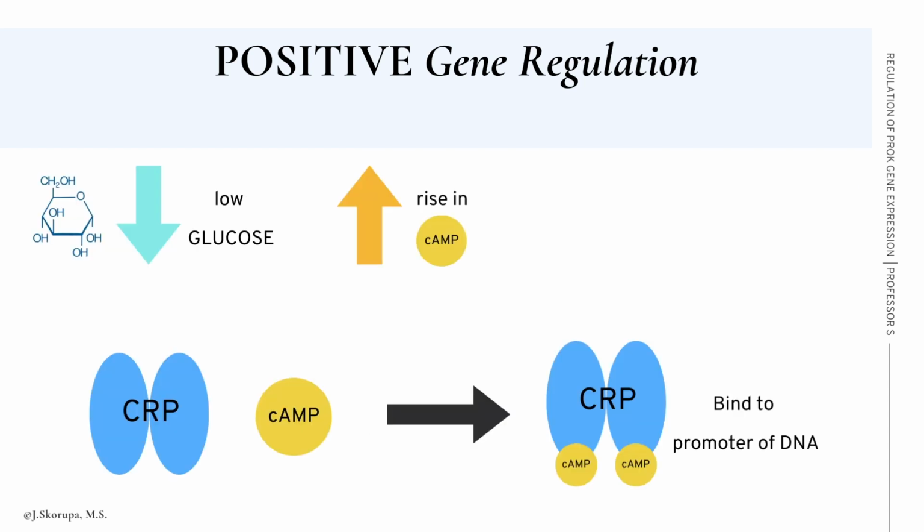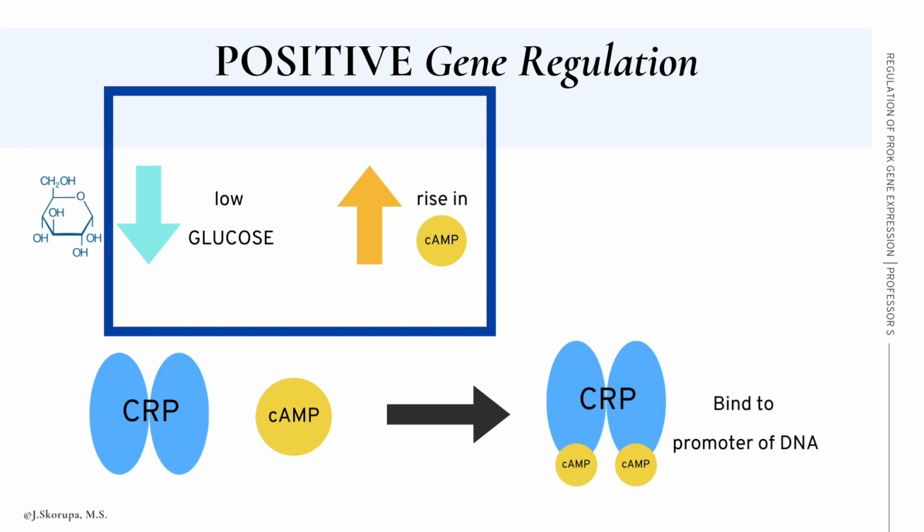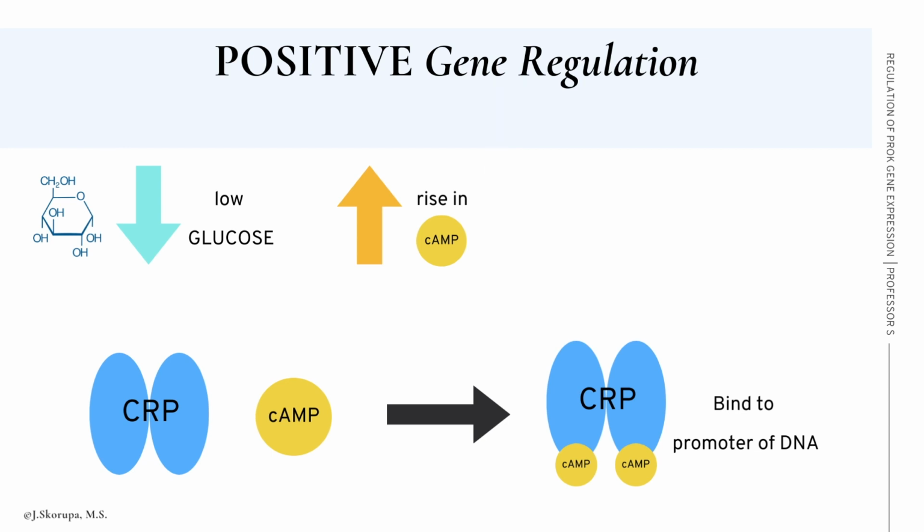First, where does cAMP come into this? When glucose levels drop, there's a rise in cyclic AMP and it accumulates in the cell. And this is because cAMP is involved in glucose metabolism. And because there's no glucose, it doesn't get used up in that pathway and it rises and it accumulates. The accumulating cAMP molecules will bind to the CRP proteins.